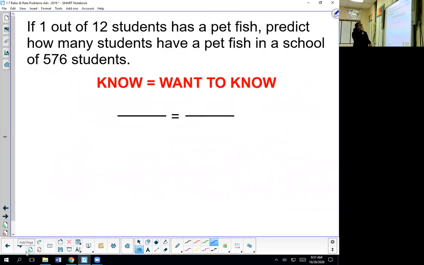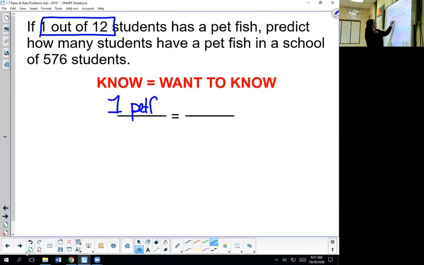Okay. All right, let's go to another one. 1 out of 12 students has a pet fish. Predict how many students have a pet fish in a school of 576 students. So 1 out of 12 students have a pet fish. So 1 kid has a pet fish out of 12 students total. Now we're still talking about kids, but 1 pet fish for every 12 students. That is like a ratio, right?